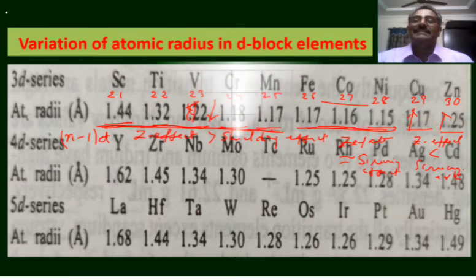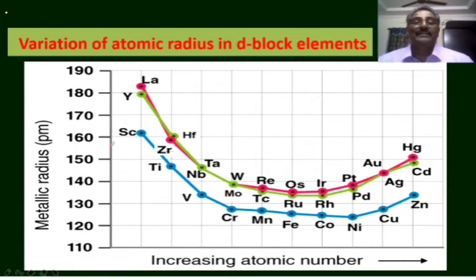We can see this in this graphical representation. Scandium, titanium, vanadium, chromium, manganese, iron, cobalt, nickel, copper, zinc. The variation is not exactly linear. It decreases from scandium to nickel, and from nickel onwards there is an increase. In between, at iron, cobalt and nickel, it is almost parallel, almost horizontal. That means iron, cobalt and nickel possess almost similar values of atomic radii.